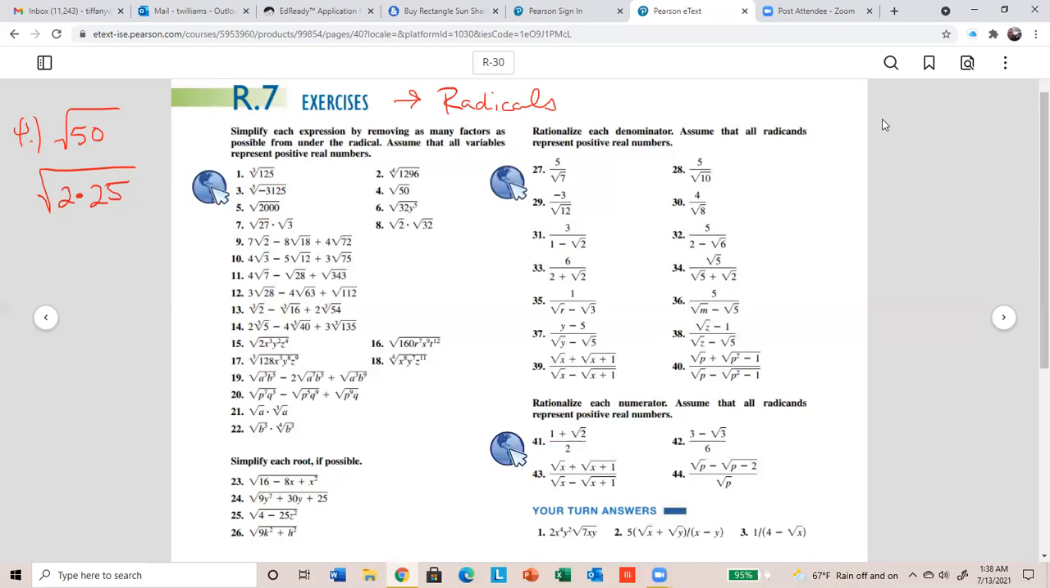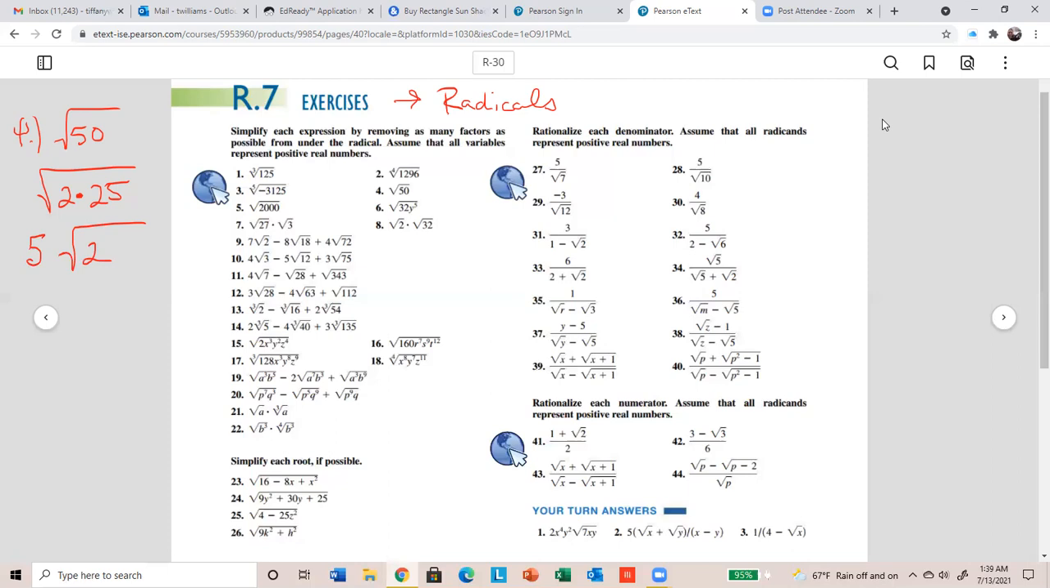Okay, so we've got the square root of 2 times 25. 2 is not a perfect square, so I'm going to leave it underneath the square root. 25, however, is a perfect square, so the square root of 25 is 5, and it comes on the outside. So anytime you take the root, it comes out front.